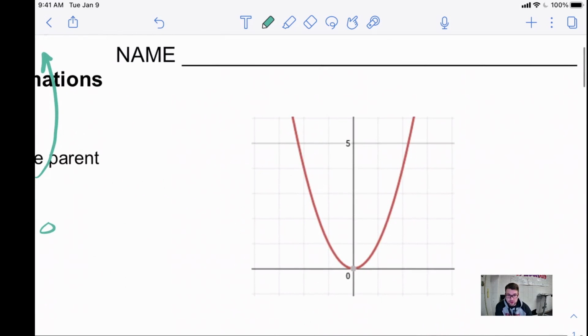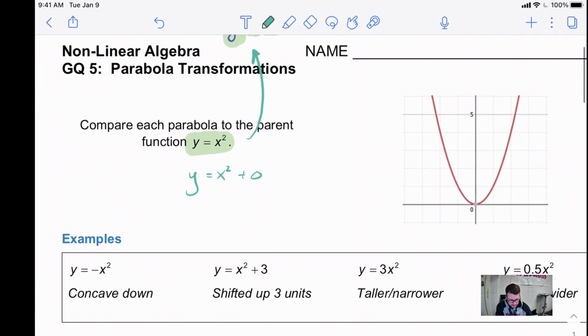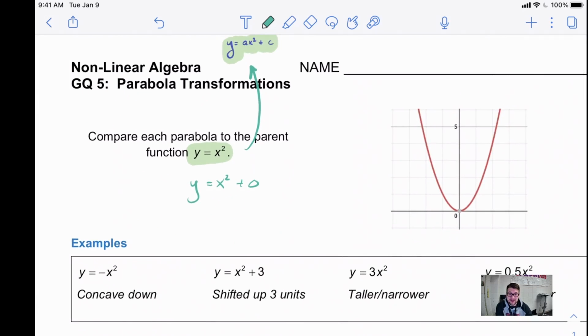So this is our normal parent function, and what we're going to be doing today is we're going to change it. We're going to change it a couple of different ways. We're going to be able to make it skinnier or fatter or narrower, however you want to look at it. We're going to be able to vertically move it up or down, and then we are going to be able to actually kind of flip it, just depending on different numbers that are applied to it.